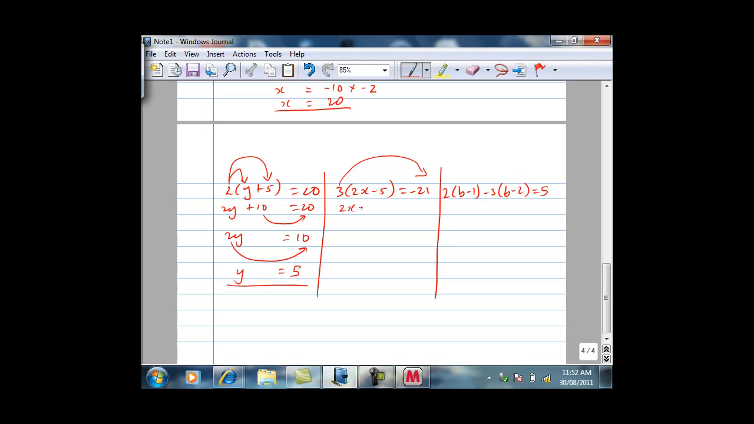So what I'll do, take the 3, and because 3 is multiplied on the right hand side, it gets divided. Three goes into negative 21 7 times. And then I'll take the 5, negative 5 to the right hand side. Dividing by 2, the answer is negative 1.